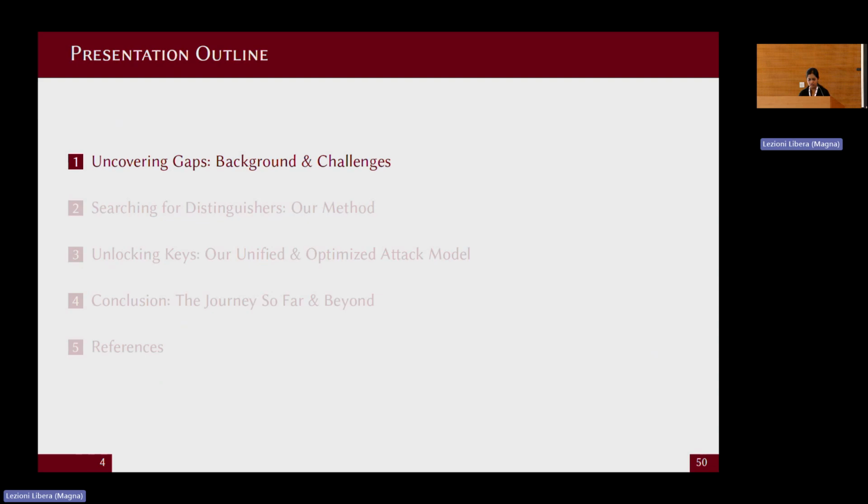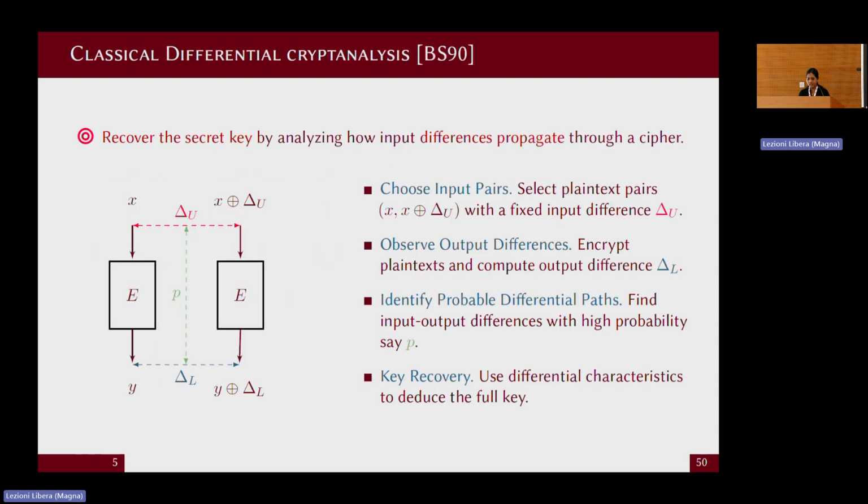Moving on to the first part, the background. Starting with a very basic thing, the most fundamental and popular cryptanalytic technique, classical differential cryptanalysis. The main goal is to recover the secret key by analyzing how the input difference propagates through the cipher. In overview, first we choose input pairs of a fixed difference, say delta U, then observe the output differences of the encrypted plaintext pairs, seeing the difference delta L. We try to find input-output differences with high probability and exploit these differential characteristics to deduce the full key. So that's a very brief overview.